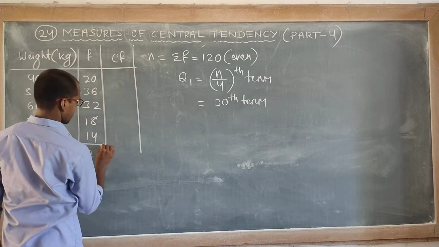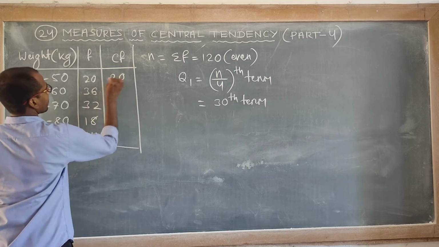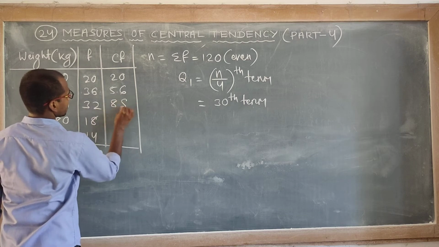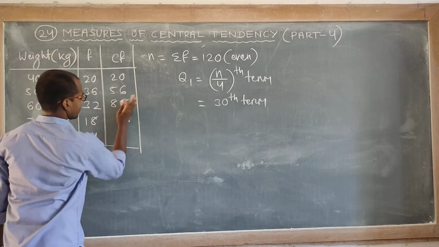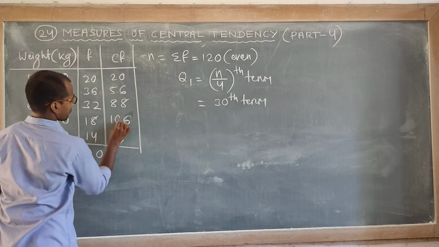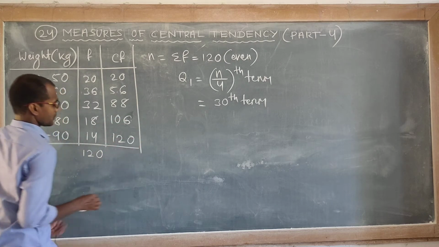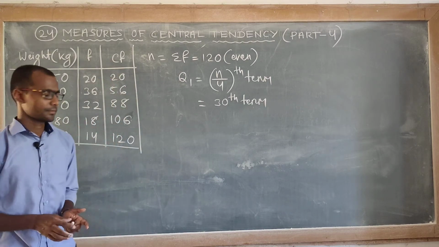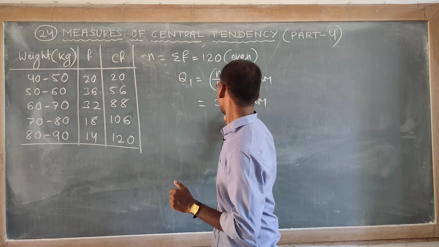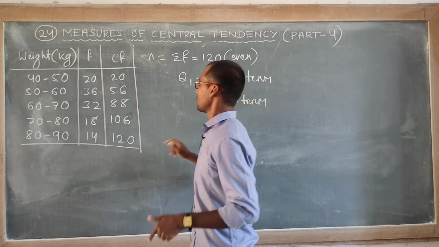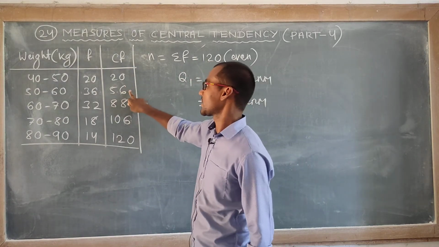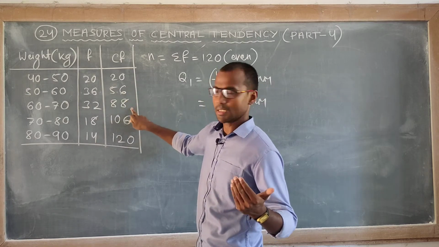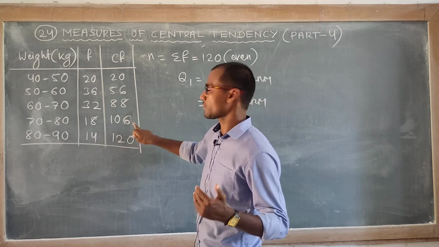So let us find CF. 20 plus 36 is 56. 56 plus 32 is 88. Then 106. This is 120. So these are the cumulative frequencies. Now see, 30th position. 20 means 1 to 20. 56 means 21 to 56. 88 means 57 to 88. 106 means 89 to 106.